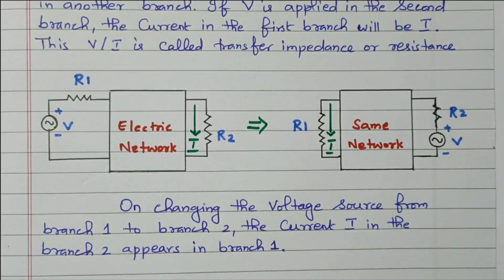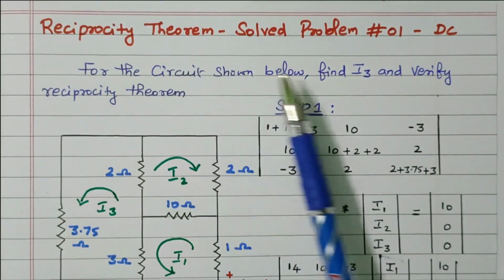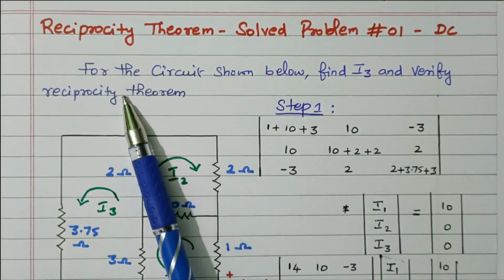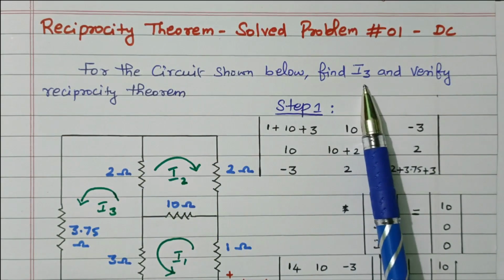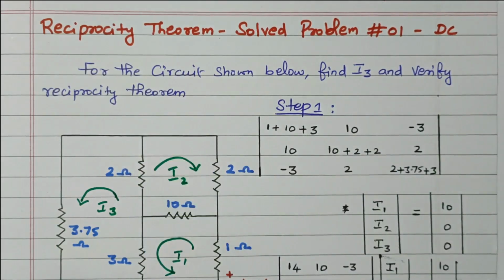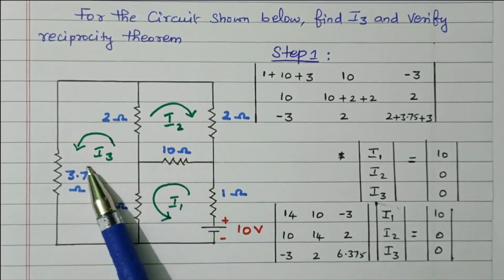Now we'll see one solved problem. In this solved problem, based on the reciprocity theorem, the circuit contains DC elements. For the circuit shown below, find I3 and verify the reciprocity theorem. So the circuit is given. In this circuit, we need to find the I3 current.